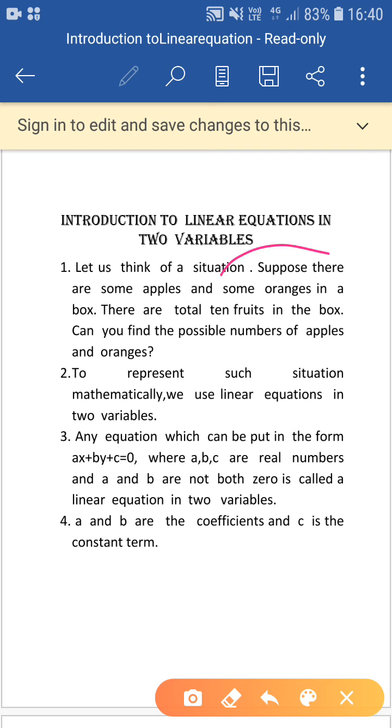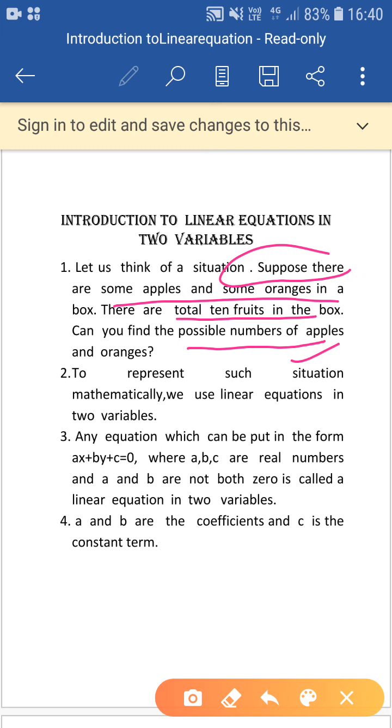Let us see the situation that suppose there are some apples and some oranges in a box, and we only know that there are total 10 fruits in the box. Can you find the possible number of apples and oranges? Possibly one of you may say that there are 4 apples and 6 oranges, and so this amounts to total 10 fruits. And another one of you may say that there are 5 apples and 5 oranges. That is also equally right. So because there are total 10 fruits in the box, we can find the possible number of apples and oranges in many ways, as you can see in this example.